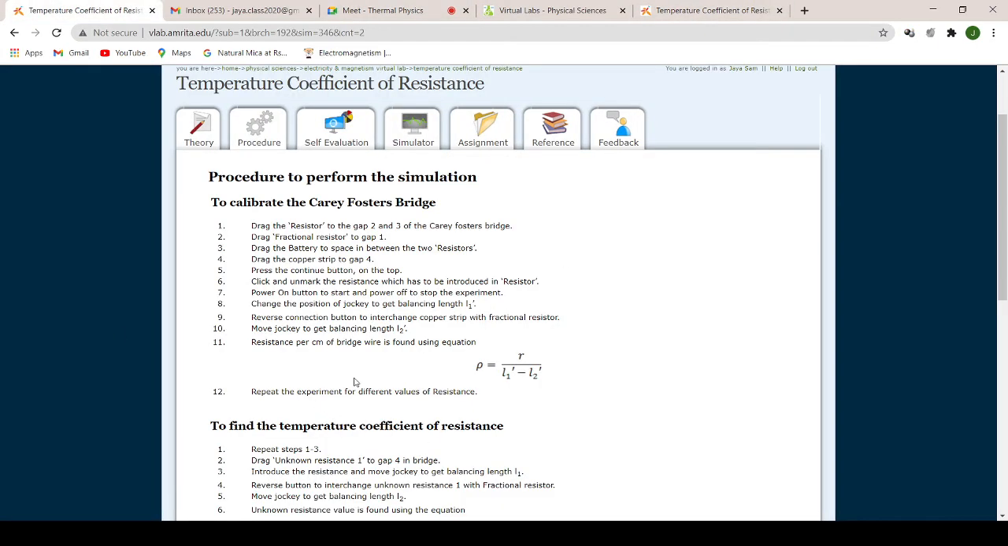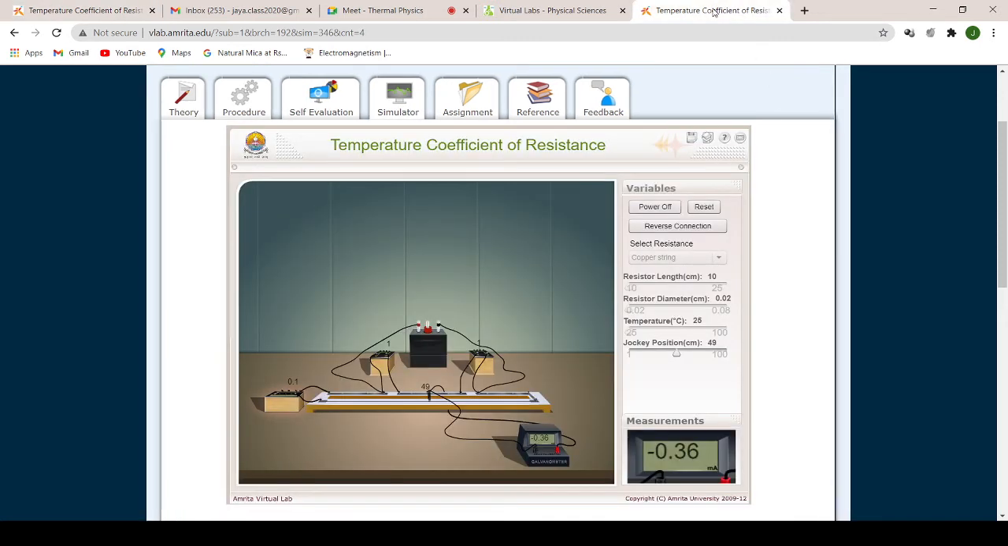Okay. Now, what is the next step? You have to find out what is the other balancing length. That is L2 dash. You have to reverse the connections. Okay. So, put the power off and put the jockey to one end. And reverse the connection.